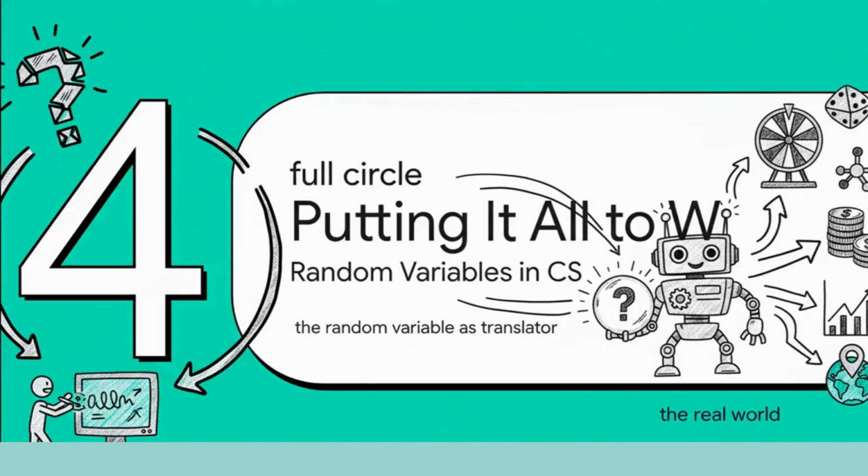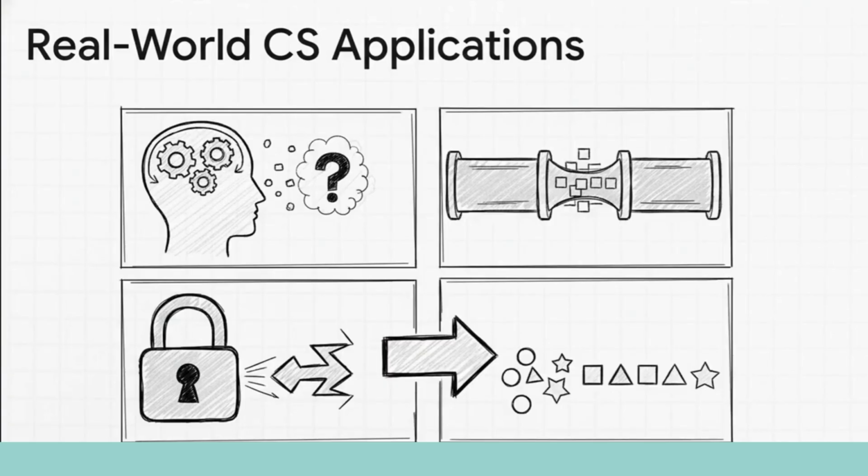Which, of course, brings us full circle. We started with a big problem. How does code handle unpredictability? We found the solution, the random variable as our translator. So now let's see exactly how this gets put to work in the real world of computer science. And this is where it all comes together.